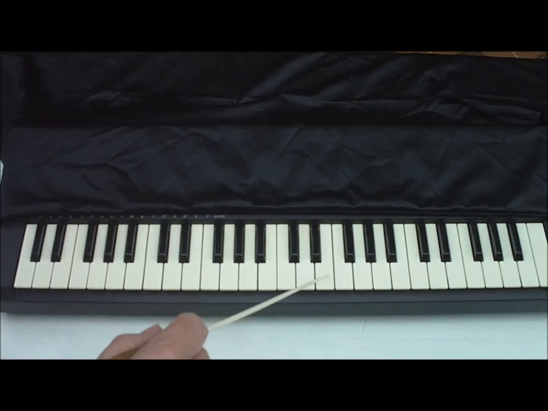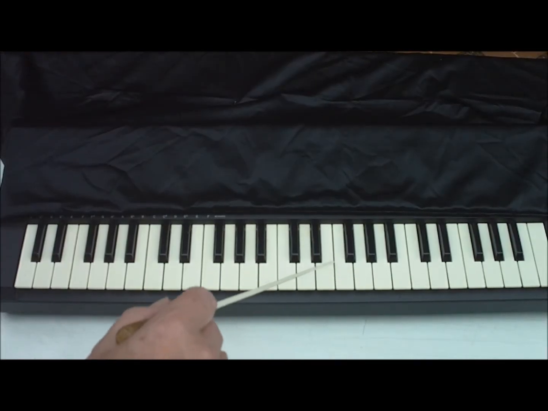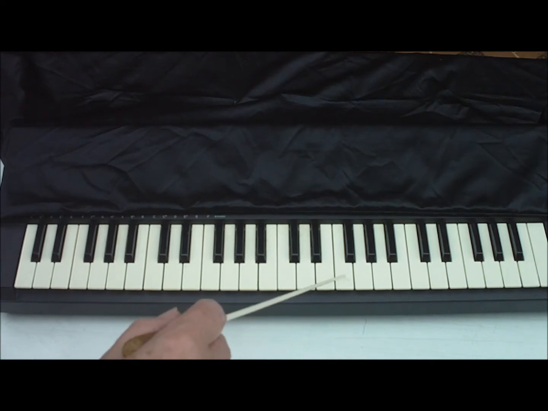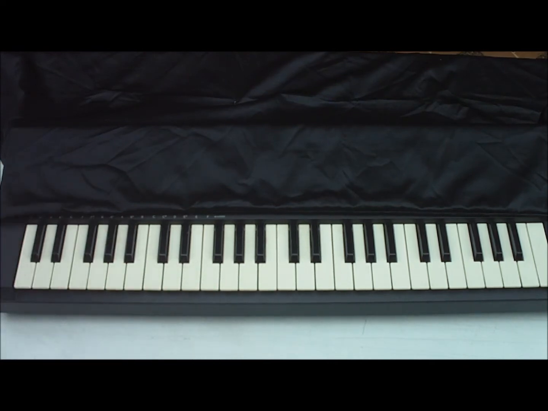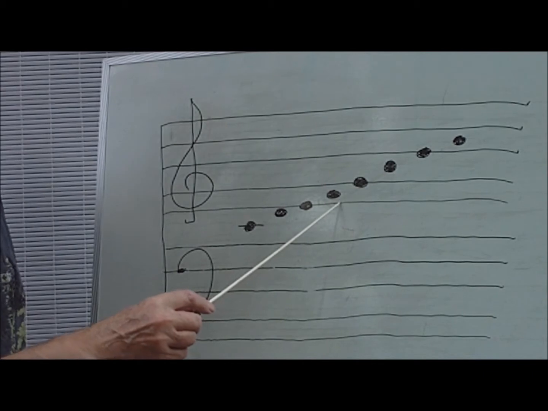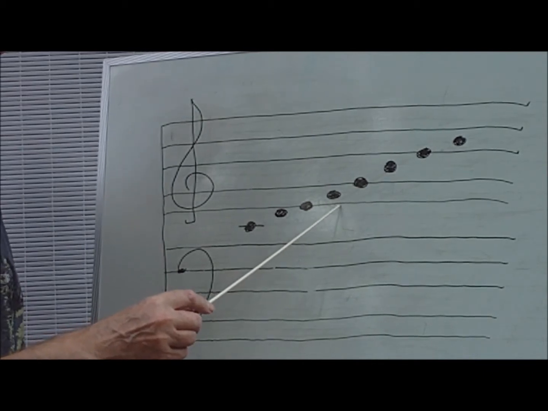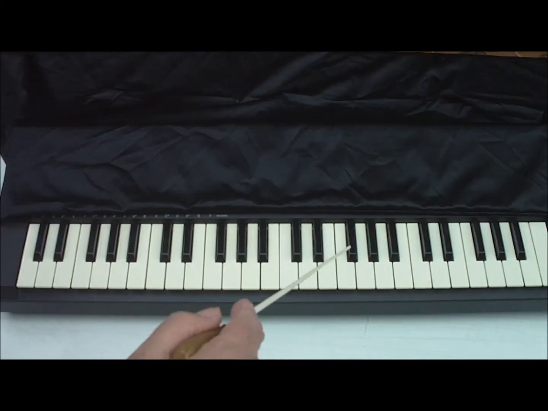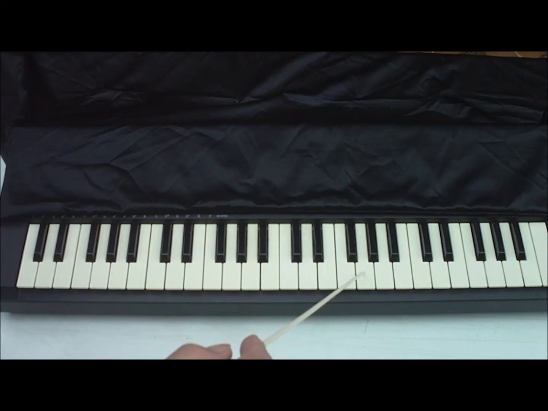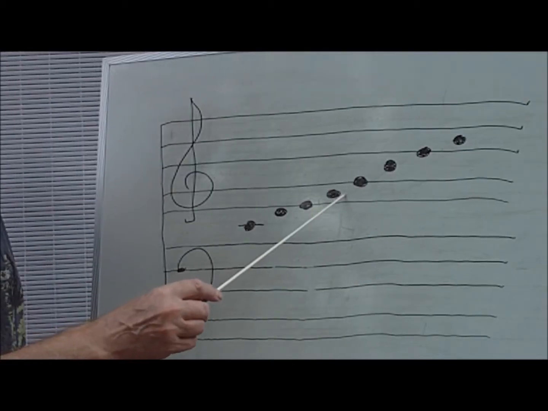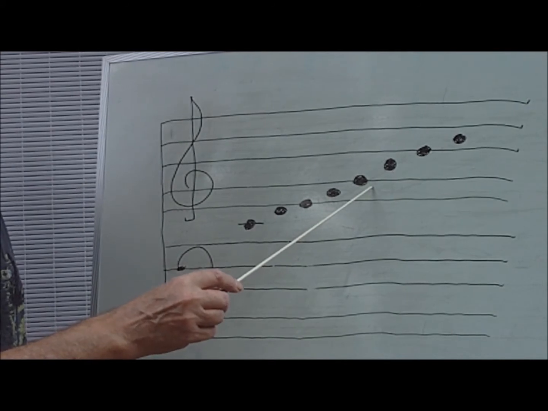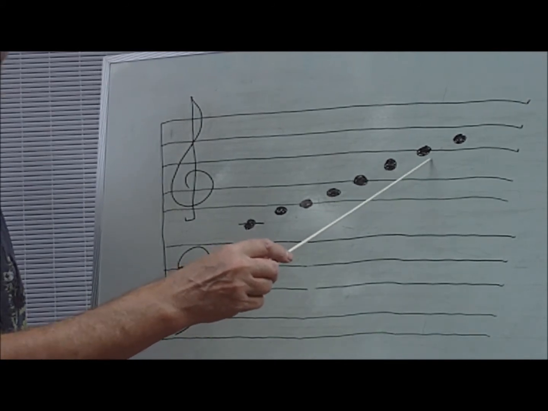However, when we encounter E to F, there is no black key. It is a half step in itself. E to F is the natural half step. F to G has the black key, so it's a whole step. G to A is a whole step. A to B is a whole step. F to G, whole. G to A, whole. A to B, whole.